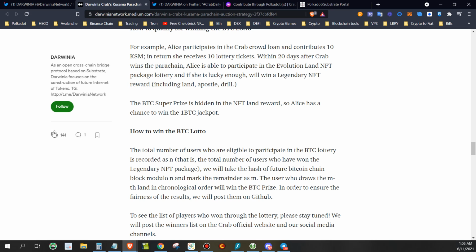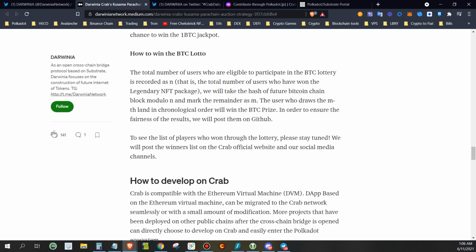The total number of users who are eligible to participate in the BTC lottery is recorded as N. That is the total number of users who have won the legendary NFT package. We will take the hash of a future Bitcoin chain block modulo N and mark the remainder as M. The user who draws the Mth land in chronological order will win the BTC prize. In order to ensure fair results, we will post them on GitHub. To see the list of players who won through the lottery, please stay tuned. We will post the winners list on the Crab official website and our social media channels.